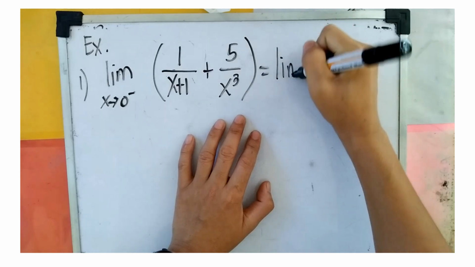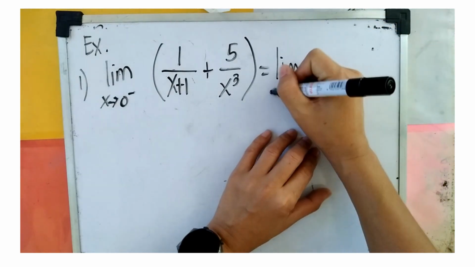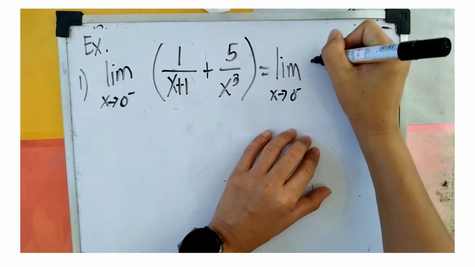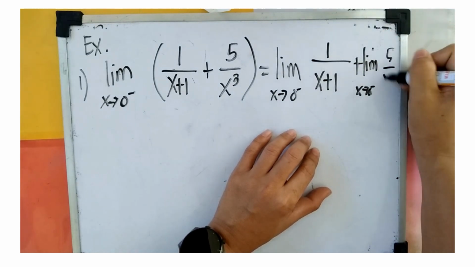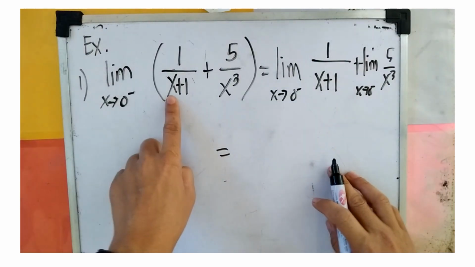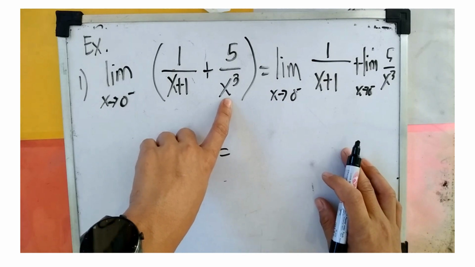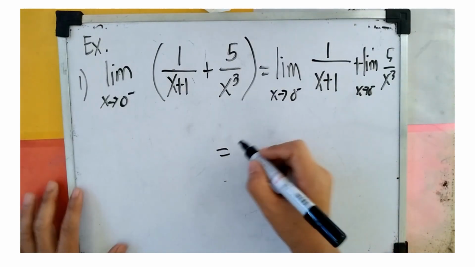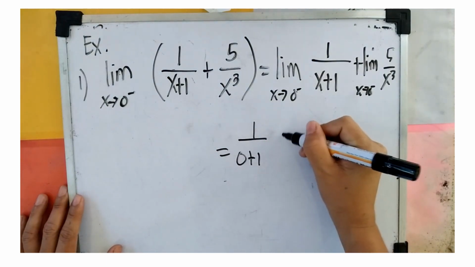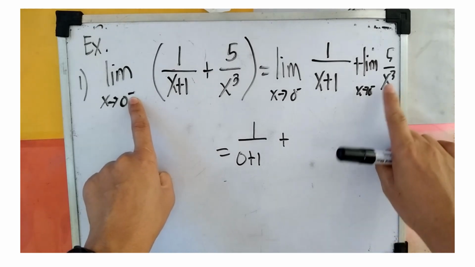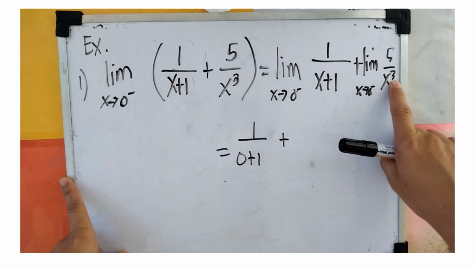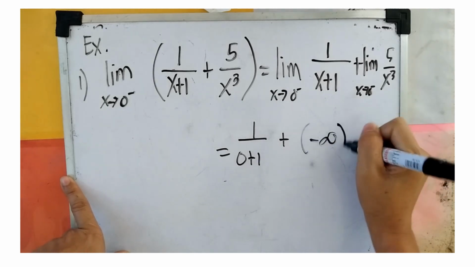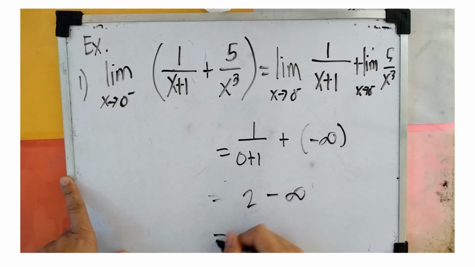So, to solve this, let's take it one by one. From the left, 1 over x plus 1 plus the limit of the next term. I told you, the theorem can only be applied when x alone is in the denominator. So what do we do when there is a constant? Substitute. 0 plus 1 plus, 0 from the left, and the exponent is odd. So what's the answer? That is negative infinity. 2 minus negative infinity, the answer is negative infinity.